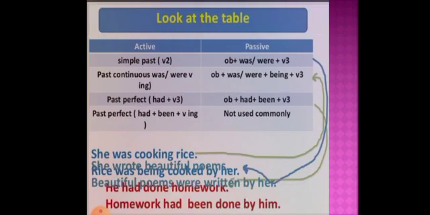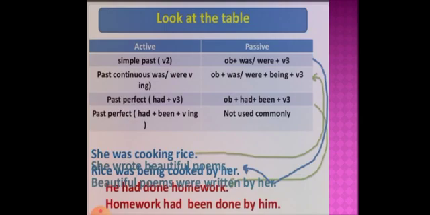Look at the table. Active, past, simple past V2 will be changed in passive to object plus was, were plus V3. For example, she wrote beautiful poems. It is a past sentence. It will be changed as beautiful poems were written by her.